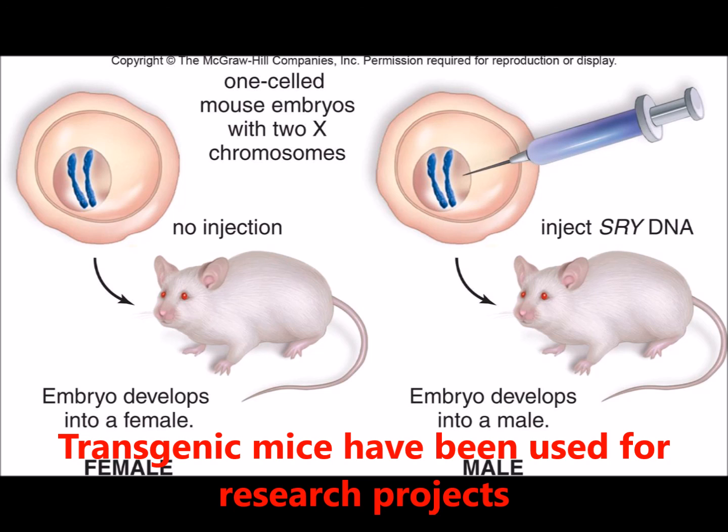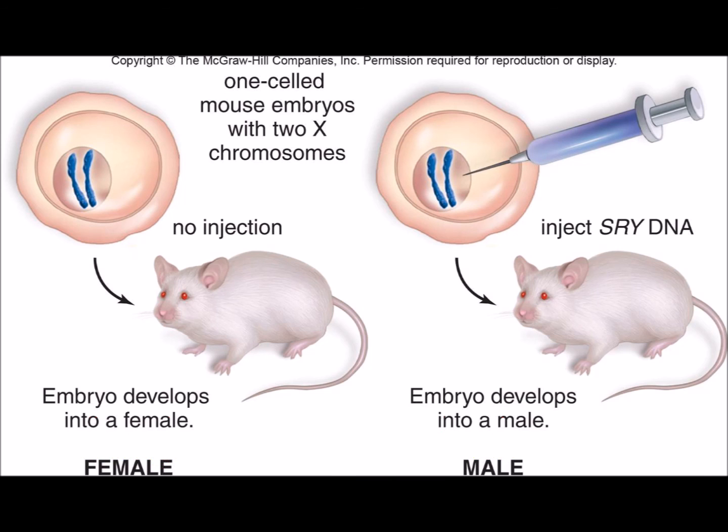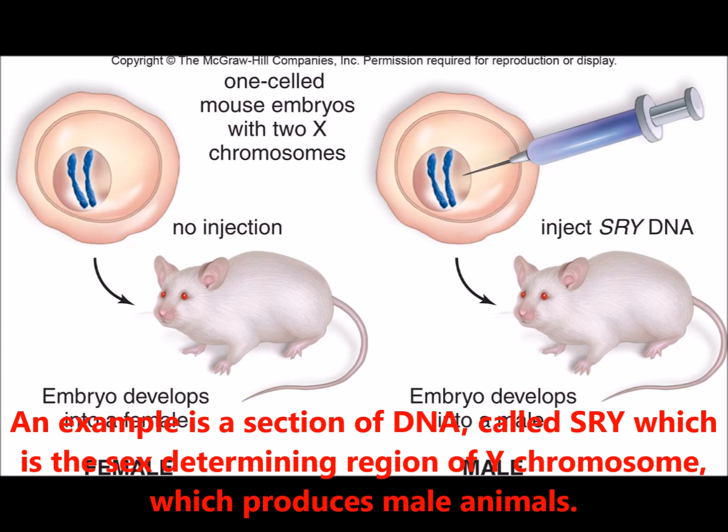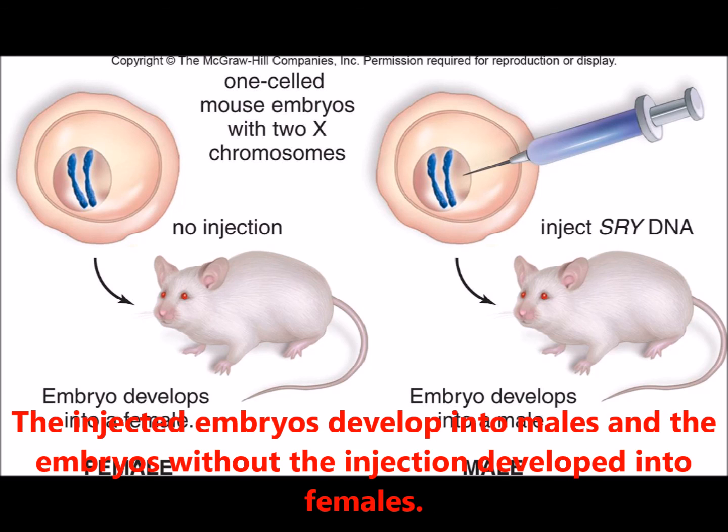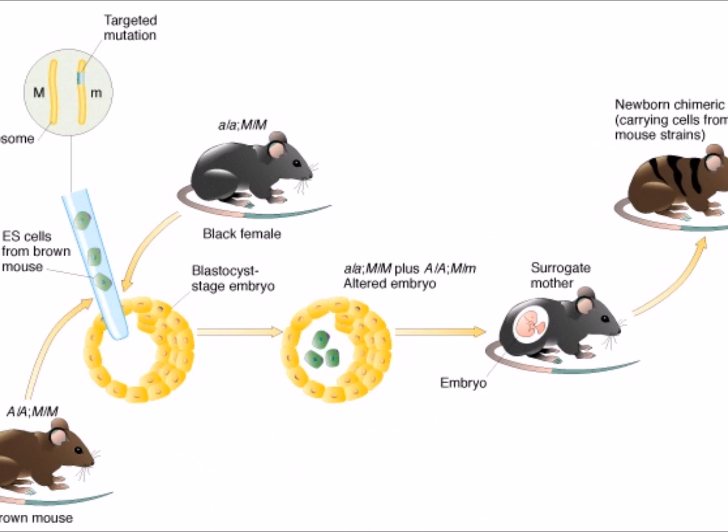Transgenic mice have been used for many research products. An example is a section of DNA called SRY, which is the sex-determining region of the Y chromosome, which produces male animals. The SRY gene was cloned, in which one copy was injected into single-celled mouse embryos. The injected embryos developed into males, and the embryos without the injection developed into females.